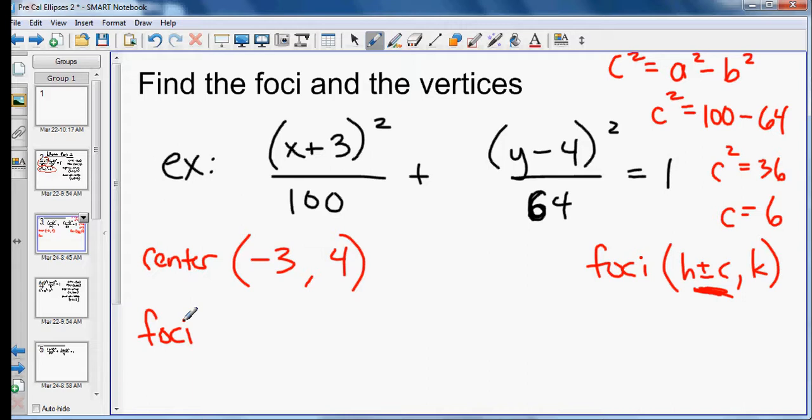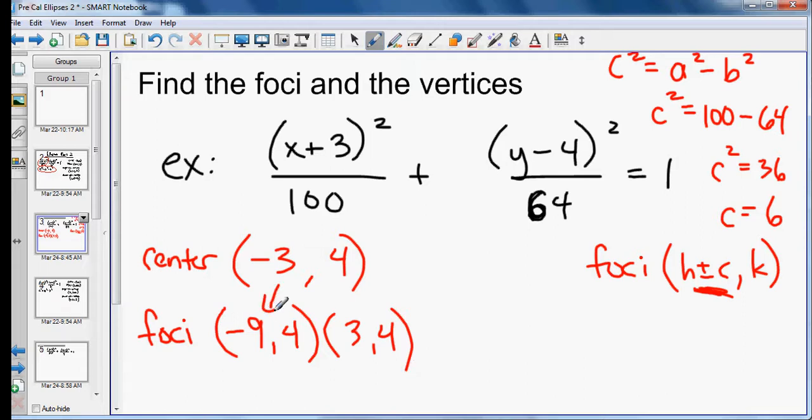So the order doesn't matter. You can subtract first or add first, doesn't matter. I'll just subtract first. So negative 3 minus 6 gives me negative 9. Negative 3 plus 6 gives me positive 3. So again, to find the foci, I'm just adding and subtracting a number to the x value of the center. So I subtracted 6 to get that one, and I added 6 to get that one. So that's how we get the foci.